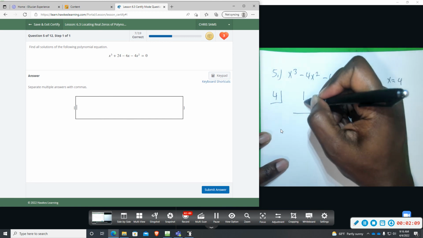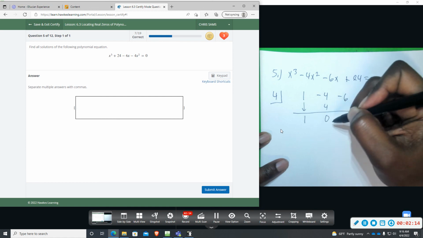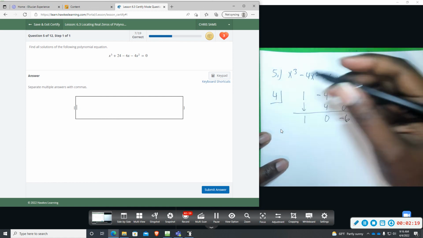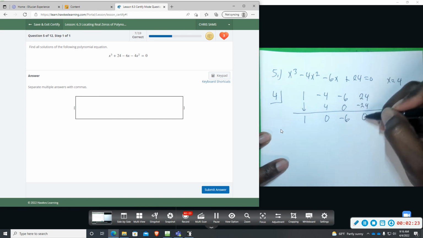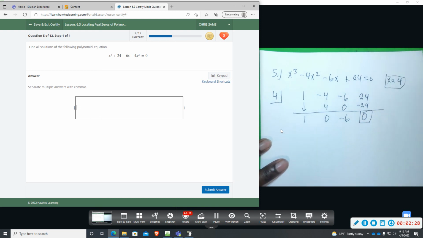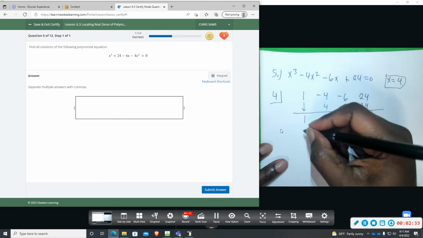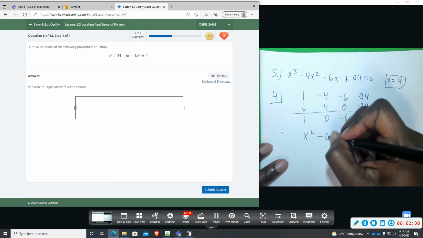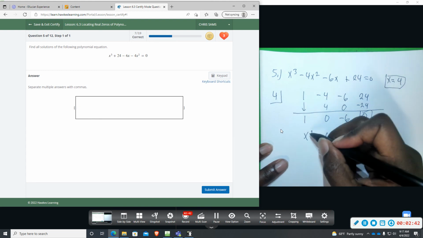Draw a line, bring my first term straight down. 4 times 1 is 4, combine 0. 4 times 0 is 0, combine negative 6. 4 times negative 6, negative 24, we get 0. So 4 is a 0, it works. Now remember, this was cubed, drop your degree by 1, so this is squared. So I have 1x squared, 0x minus 6. And then we're going to set that equal to 0 and solve for x.